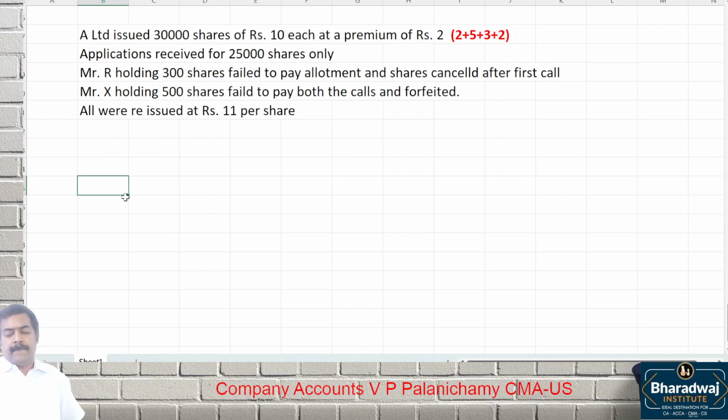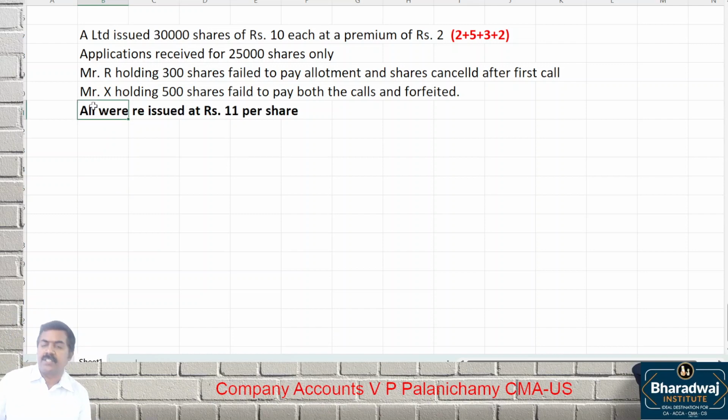Try this. All the shares were reissued for how much? 11 rupees per share, more than the face value. Shares are cancelled after the first call. Exodus shares are cancelled after the final call. Shares should have been cancelled after the final call only. All shares were reissued at what? 11 rupees per share.